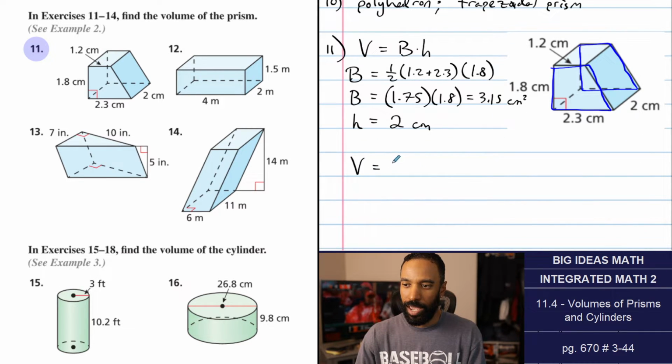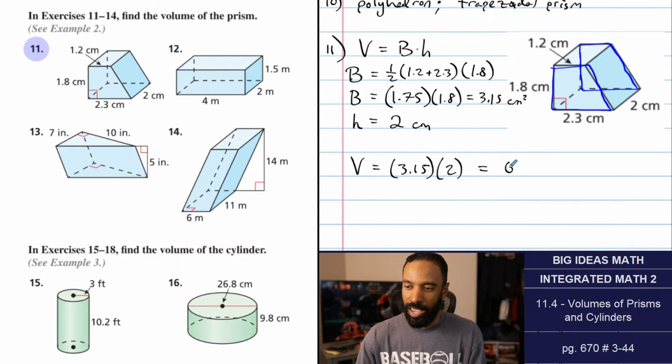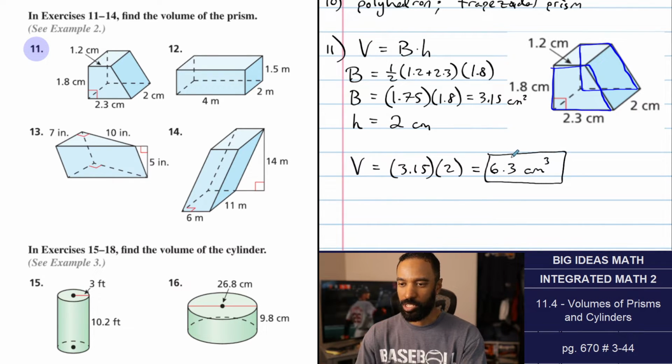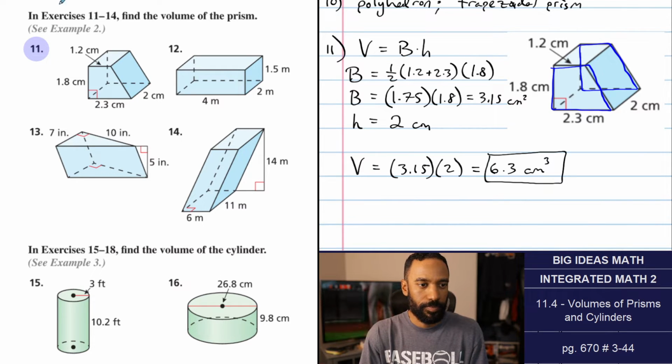So volume is area of base times height, which is 6.3 cubic centimeters. That's number 11.